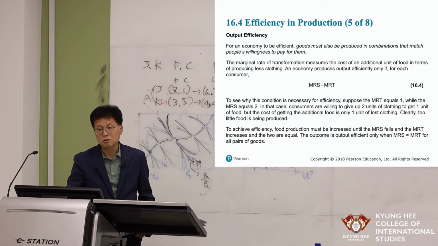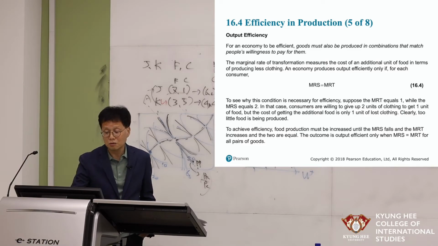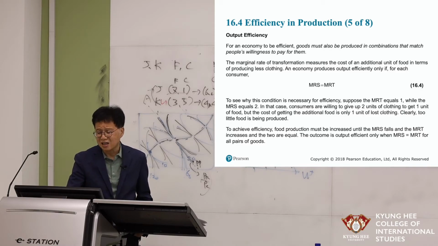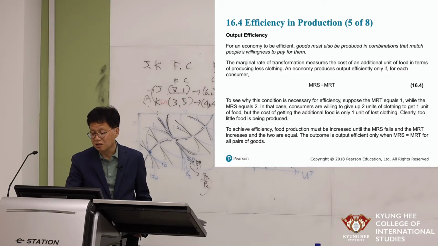But MRS is equal to 2. From the perspective of consumers, one food is equivalent to two clothing. In the utility maximization process, consumers are willing to give up 2 units of clothing to get one food. But the cost of getting the one food is only 1 unit of lost clothing. Clearly, too little food is being produced. To achieve efficiency, food production must be increased until the MRS falls and the MRT increases, and the two become equal. Okay?